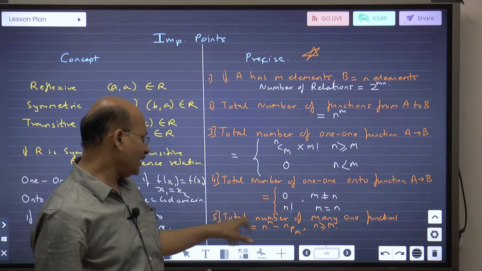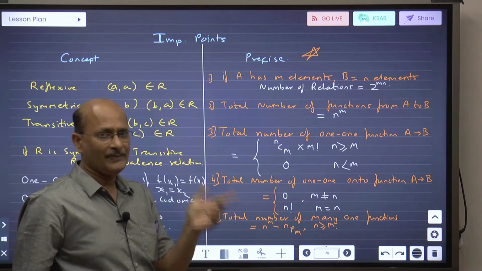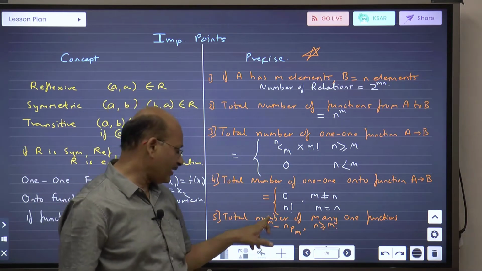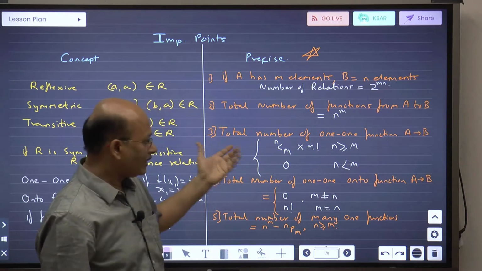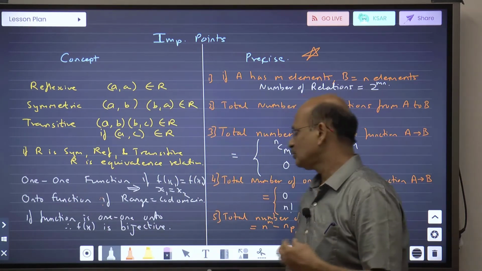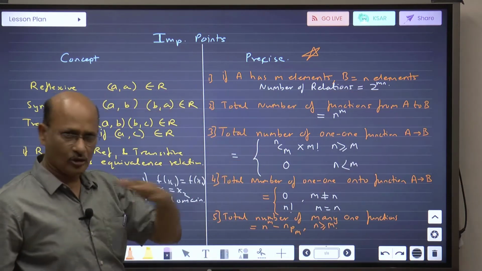Now the total number of many-one functions: we remember onto and many-one. So the number of many-one functions is n raised to m minus nPm, right? You can definitely use that and give your best for this. So this is a very important concept. I will share these notes once again with you all, don't worry about it.